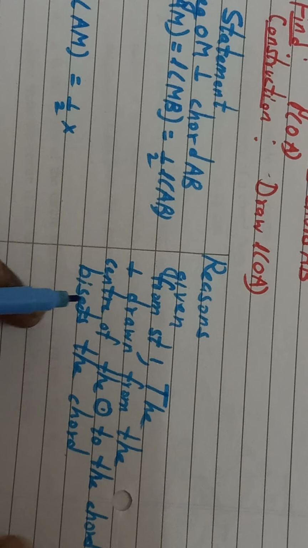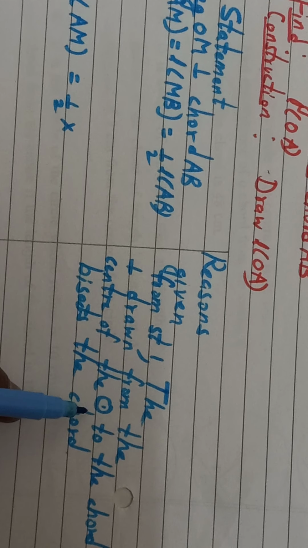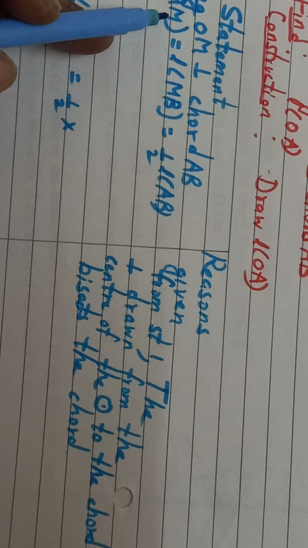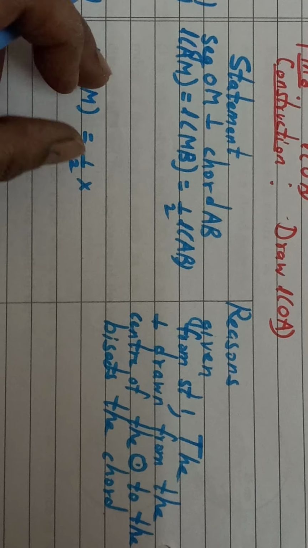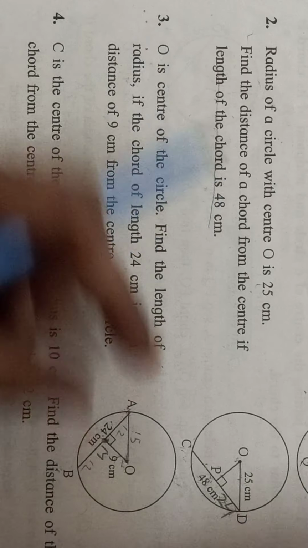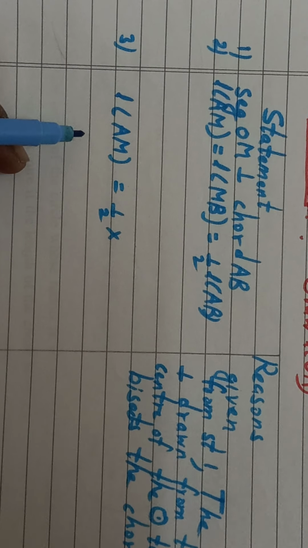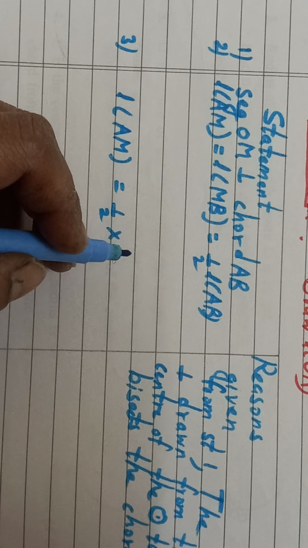See here, I have written the full statement. From statement 1 and this perpendicular drawn from the center of the circle to the chord bisects the chord, so AM is equal to MB. Now I want length of AM. I told you we are discussing only this triangle, so I am going to take only length of AM. Length of AM is equal to half into, what is length of AB?